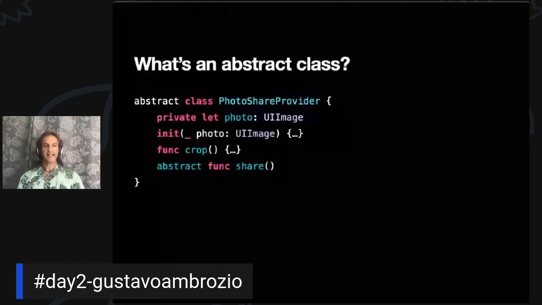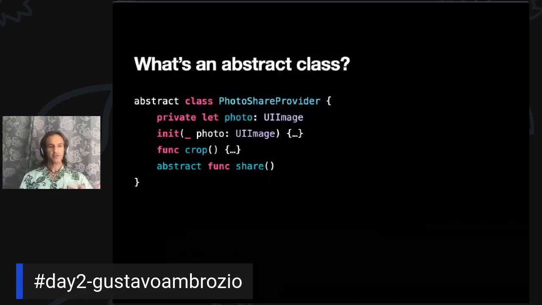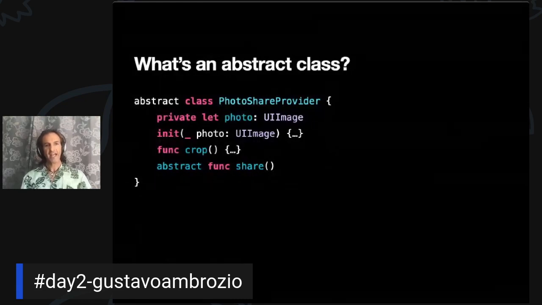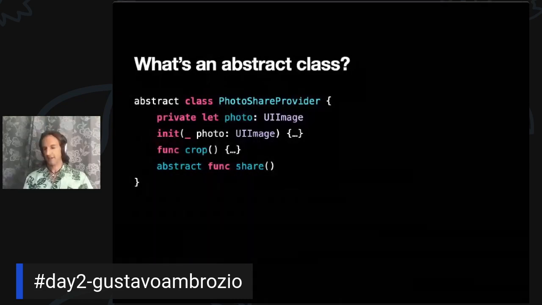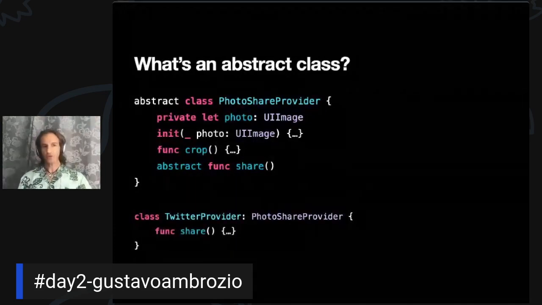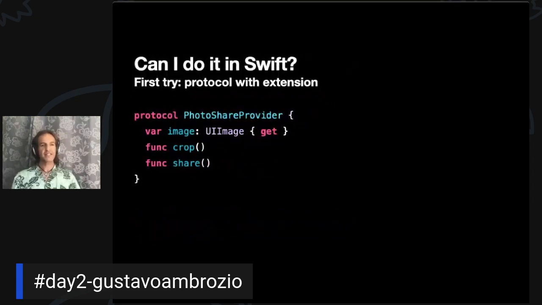So we would declare that function as abstract, and then you don't have to implement that. In a way, you see how this is a mix of a class and a protocol, right? This would be something that you would put inside of a protocol. And then if you were to implement your Twitter provider, the only thing that you have to do is subclass from your abstract class, and then Swift would require you to implement the share function because it's abstract in your superclass. So that's what it would look like, but we cannot do that. If you write that, you get nothing. So let's see if we can do this in Swift.